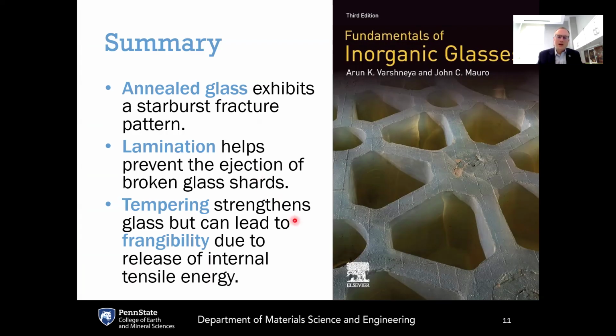And then tempered glass, either thermally or chemically tempered. If there is a compressive stress at the surface, it's balanced by tensile stresses in the interior. When the crack propagates through the compressive stress region into the tensile region, that leads to the release of that tensile energy, which accelerates the crack tips and leads to crack branching and ultimately to frangibility.